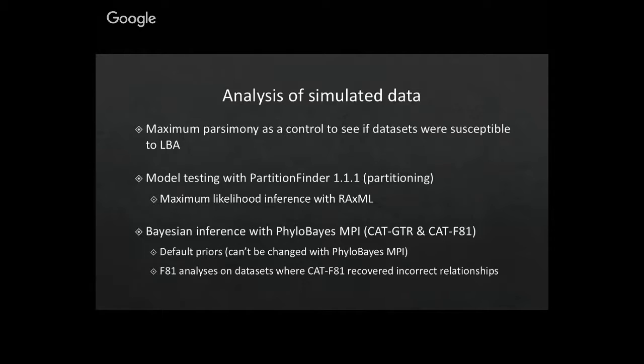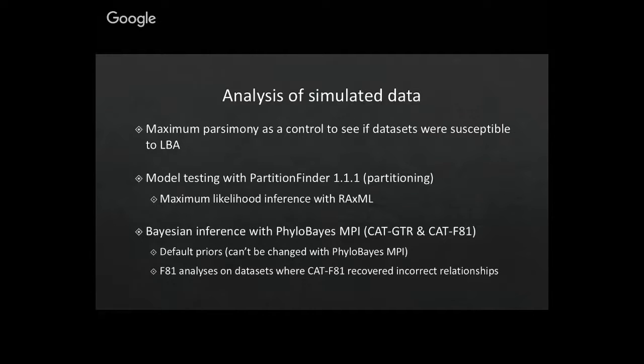I should point out, don't confuse the site-heterogeneous CAT models implemented in PhyloBayes with the CAT model in RAxML. The CAT model in RAxML is an approximation for modeling rate heterogeneity, like the gamma distribution for modeling rate heterogeneity. So they're two different models with two different goals in mind. For PhyloBayes, we used default priors because you can't modify those with PhyloBayes MPI. And once again, that's what people are doing with empirical data in empirical studies.